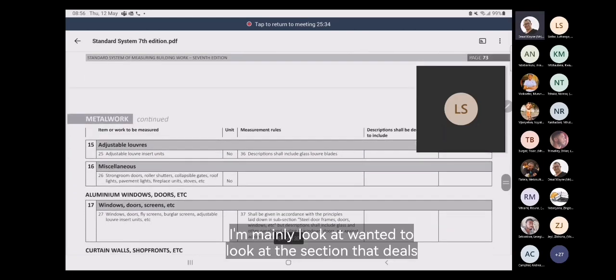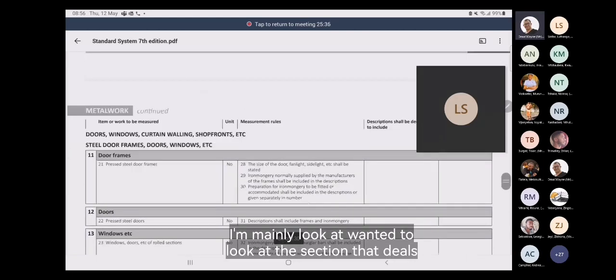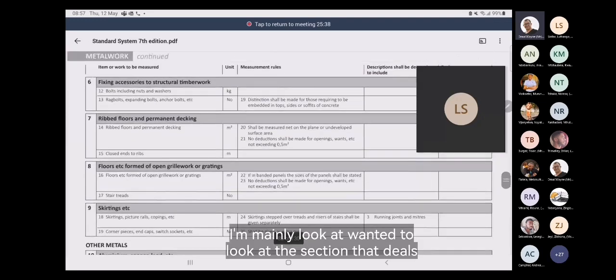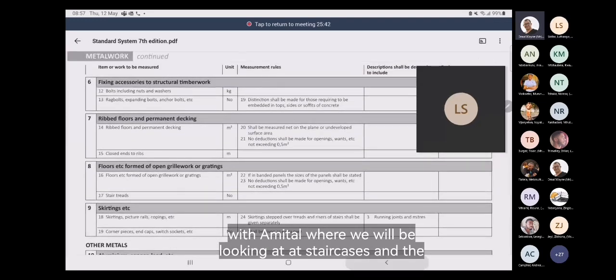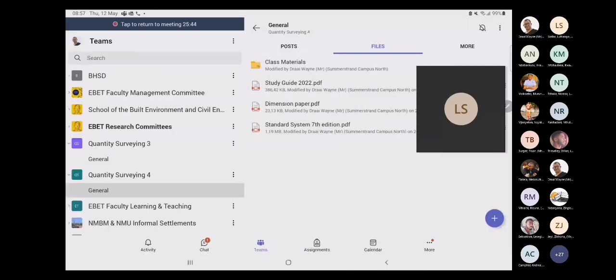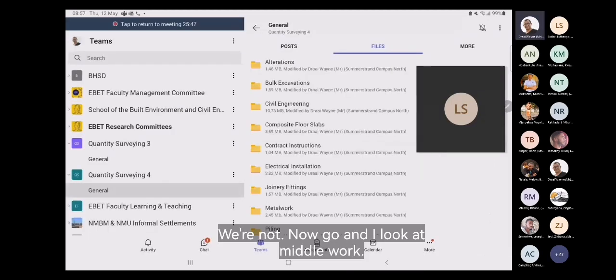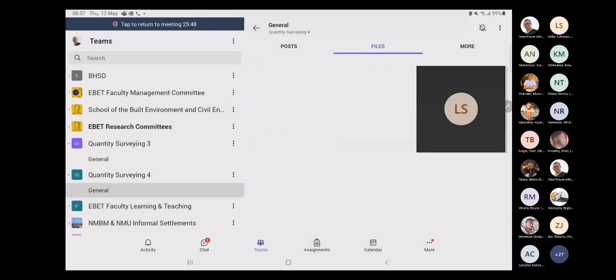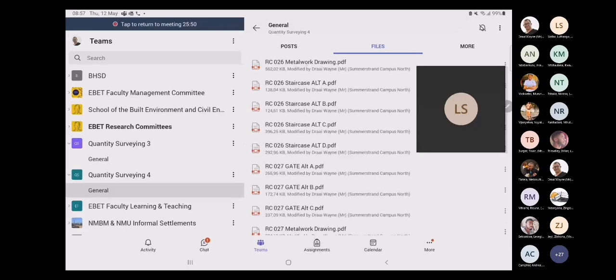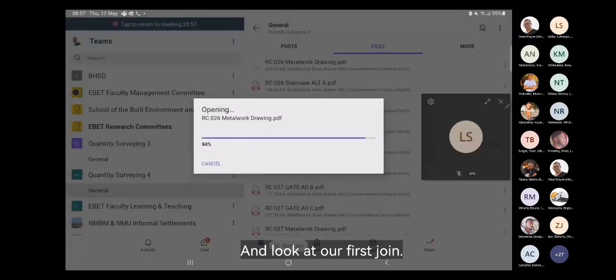I mainly wanted to look at the section that deals with our metal, where we'll be looking at staircases and the like. So, when I now go and look at metalwork, and look at our first drawing.